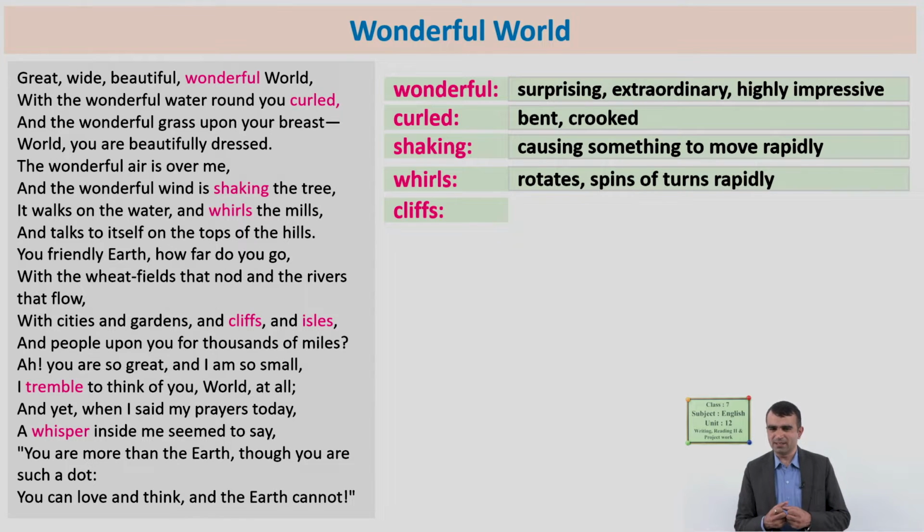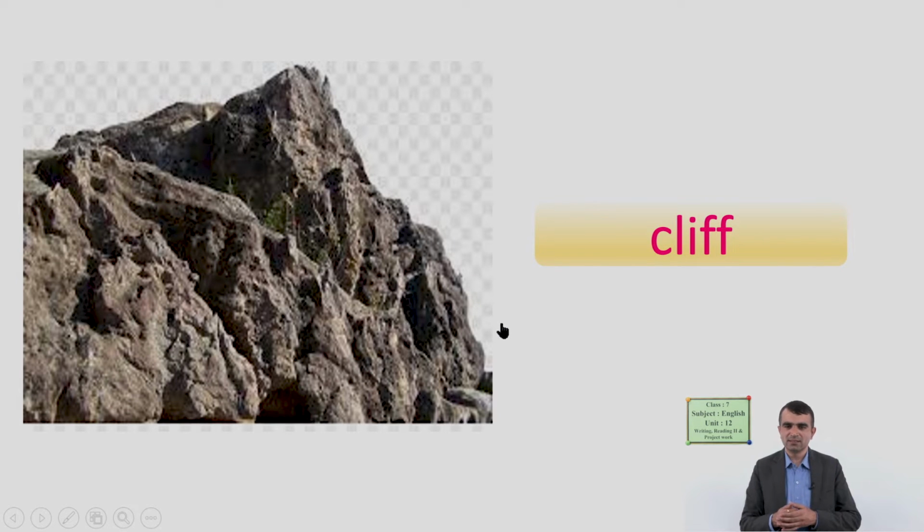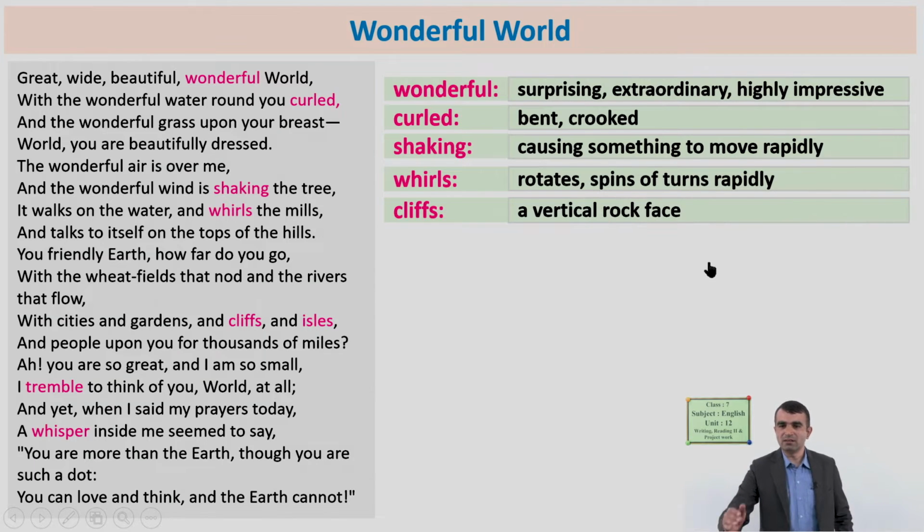Next one, cliffs. What does cliff mean? Have you seen such a place? Steep hills, stone, rocks. Yes, this is called a cliff. Cliff means a vertical rock face, not horizontal. In the hills you can see some rocks in vertical face.